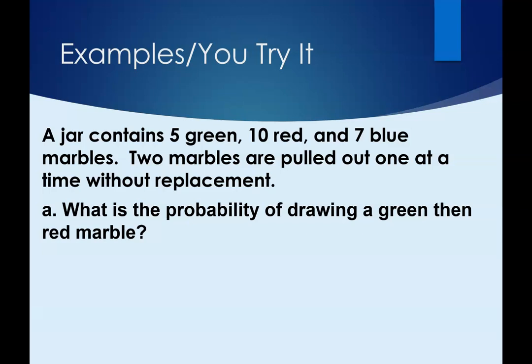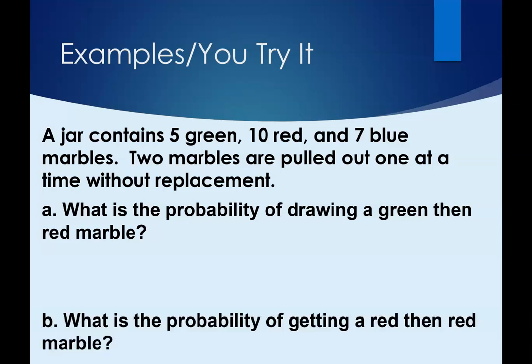So we have to be careful with this. We have to get the first probability, and then based on what's left in the jar, we can assess what the probability for the red marble would be. B is the probability of getting a red, then a red marble. So again, think about after you do that first pull, what's left in the jar. So you can pause the video and try that and see what you get. And then I will reveal the answer.